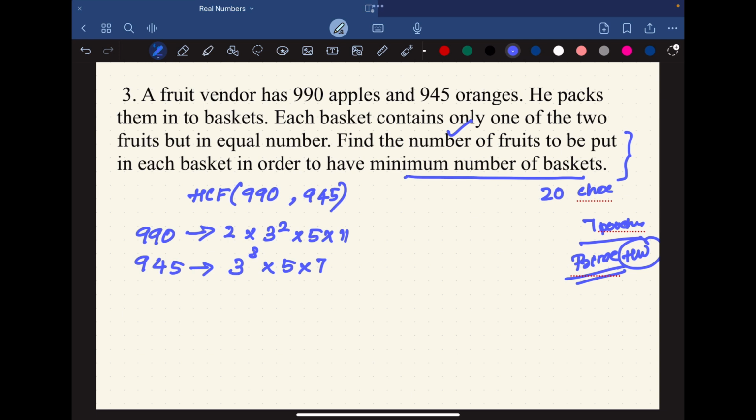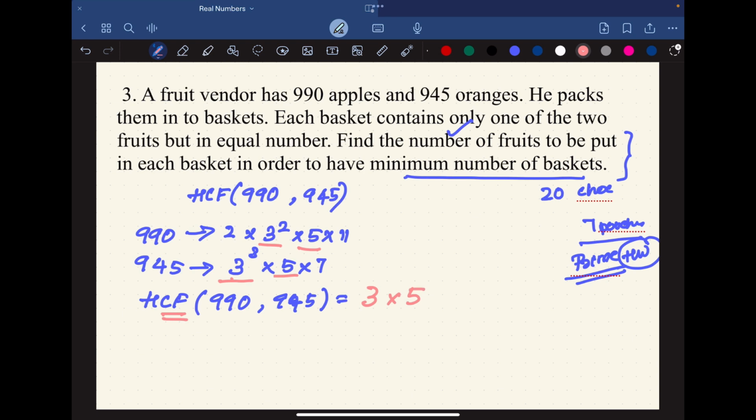And how to find out the HCF of these two? HCF of 990 and 945 is equal to, how will you write? You can see here, for the common factors you have to check whether 2 is here in 940. No, but we have 3 as common, so I wrote 3. We have 5 as common, I wrote 5.